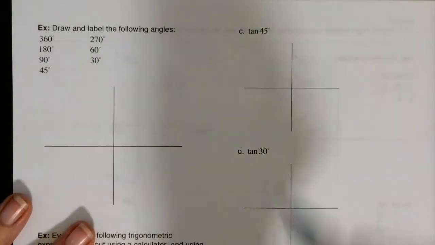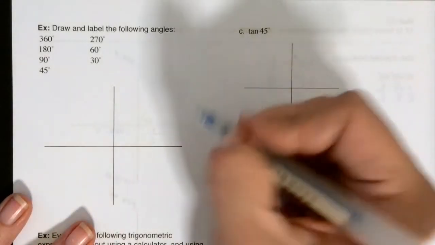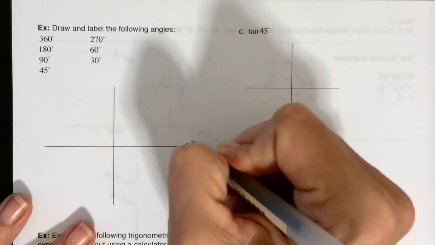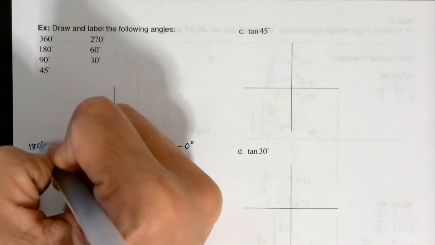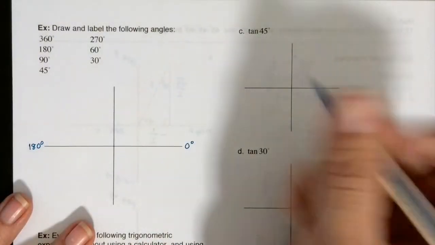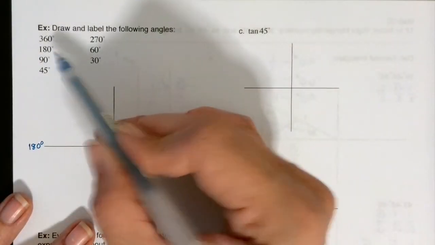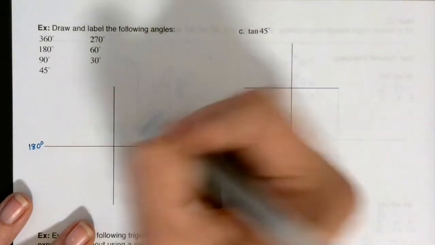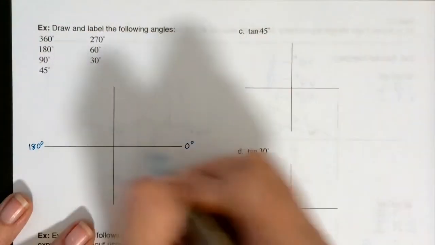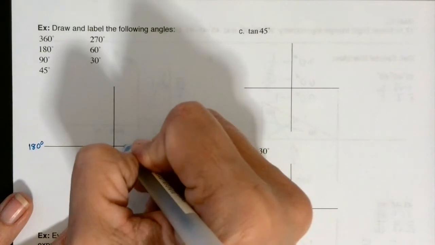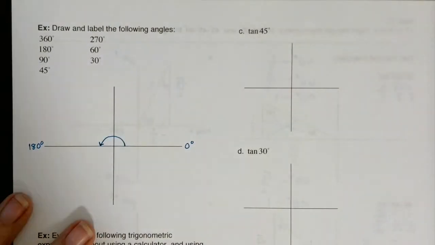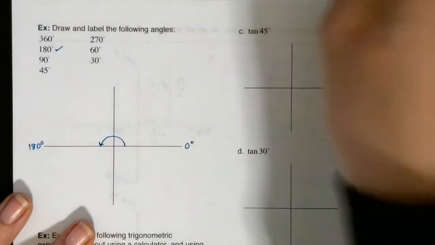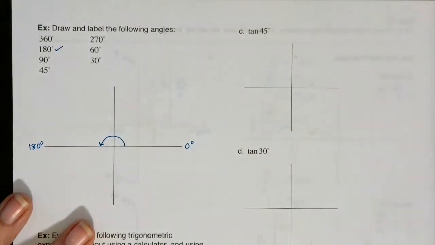So I want you guys to see, to start, this is 0 degrees right here. And then all the way over here is 180 degrees, like a semicircle, right? So this asks us to draw 180 degrees. So the way we show that we're going, you start at 0, and then you rotate to 180 degrees. So that's 180 degrees. So I'm going to check that off. I've done that. All right.